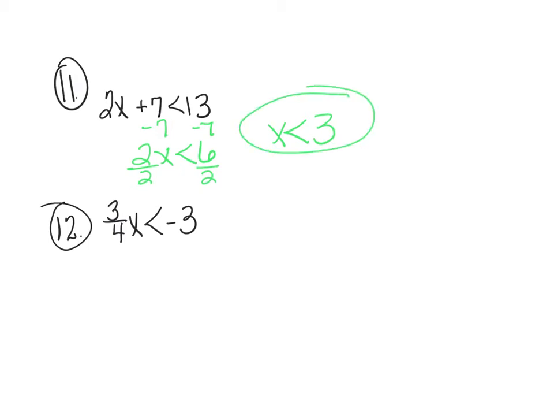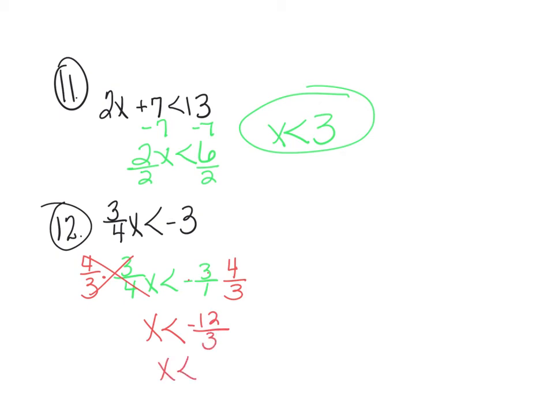Again, we have 3/4 x is less than negative 3. In this case, you're going to divide. So if I have 3/4 x less than negative 3, I'm going to put that over 1. I'm going to come over here and we KFC. Okay, this cancels. X is less than negative 3 times 4, which is a negative 12, over 1 times 3, which is 3. Of course, now you're going to divide, and x is less than negative 4.